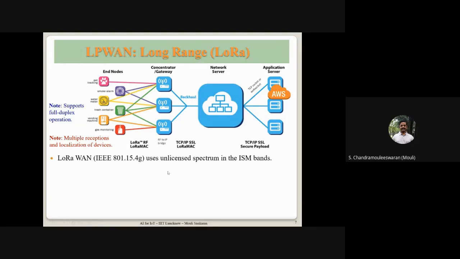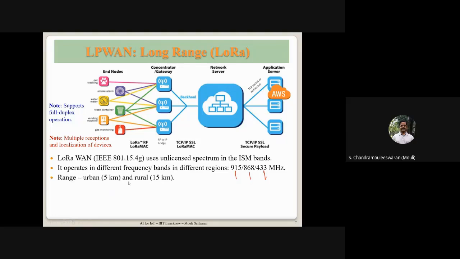So long range, this is following the IEEE standard, uses the ISM band, and different frequencies are used in different regions. This is, I think, US, Europe, and Asia. Ranges are 5 to 15 kilometers. As I told you, this is a little more than what you saw in NB-IoT. So 10 kilometers is the lowest range. This one is a little more than that, 15 kilometers or 20 kilometers, less than 20 kilometers.